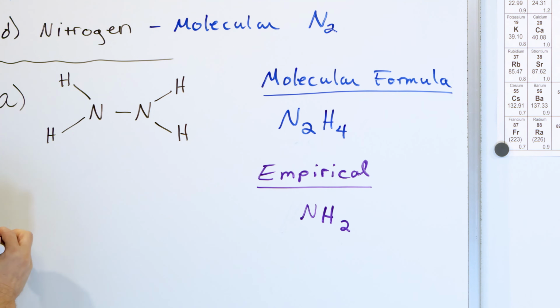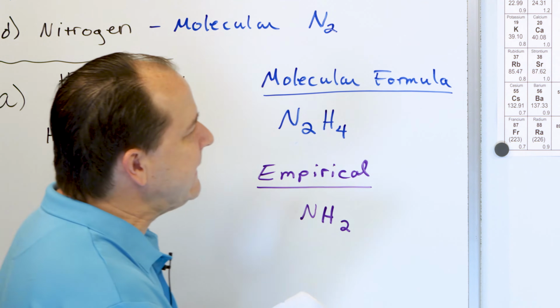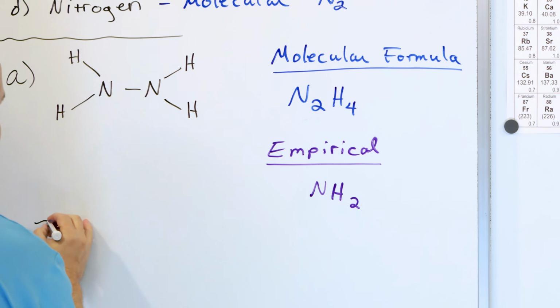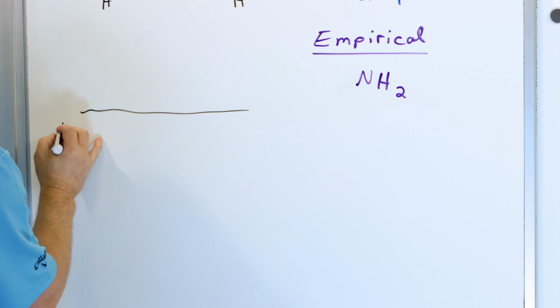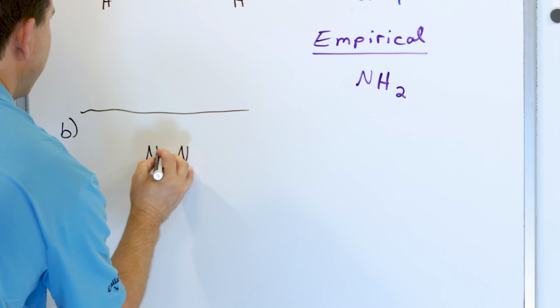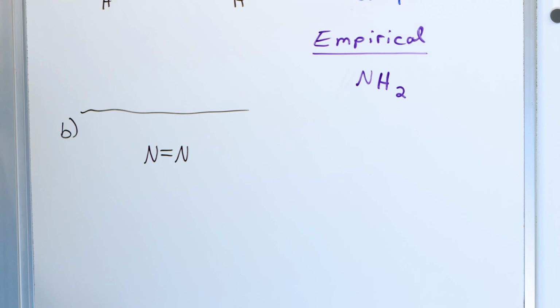All right, let's move on to the next one. I guess I'll do the next one under here. And I'll do the next one over here, actually. So let's call it part B here. So let me draw this. So we have nitrogen and nitrogen. Now we have what we call a double bond instead of a single bond.